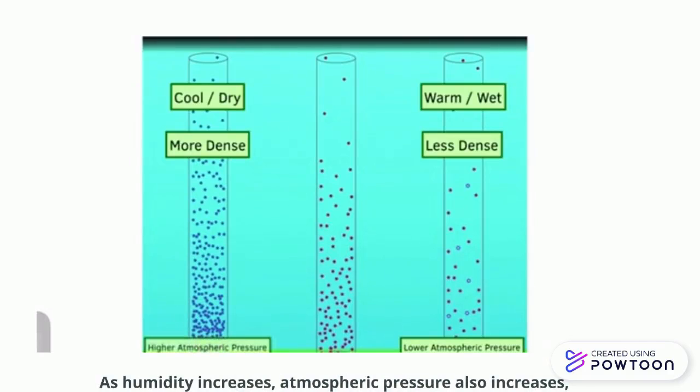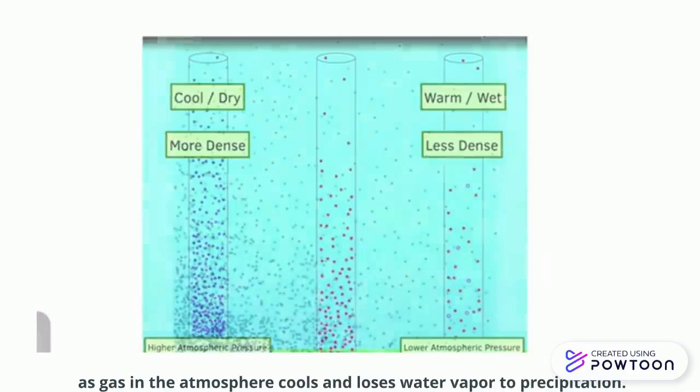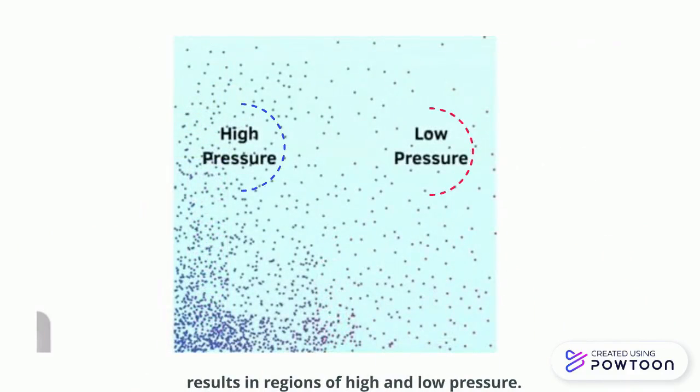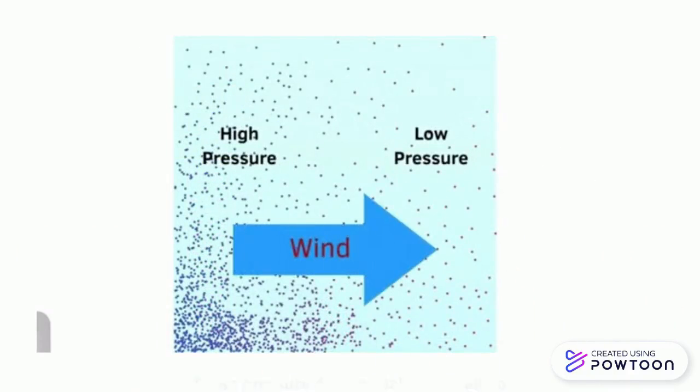As humidity increases, atmospheric pressure also increases as gas in the atmosphere cools and loses water vapor to precipitation. Uneven heating and varying amounts of water vapor result in regions of high and low pressure. These pressure differentials cause air to move along the ground from regions of high pressure to regions of lower pressure. We experience these air currents as wind.